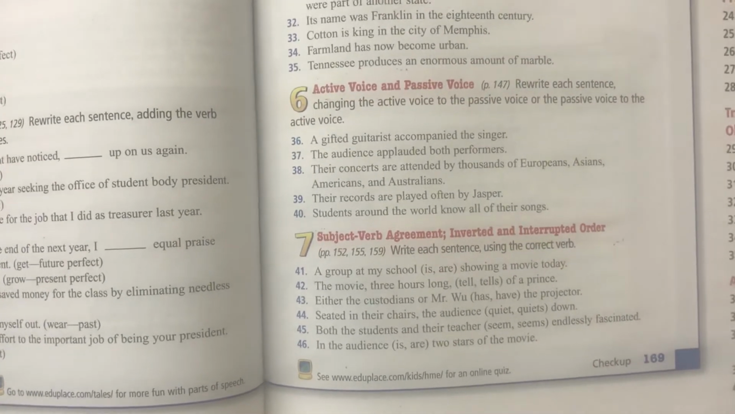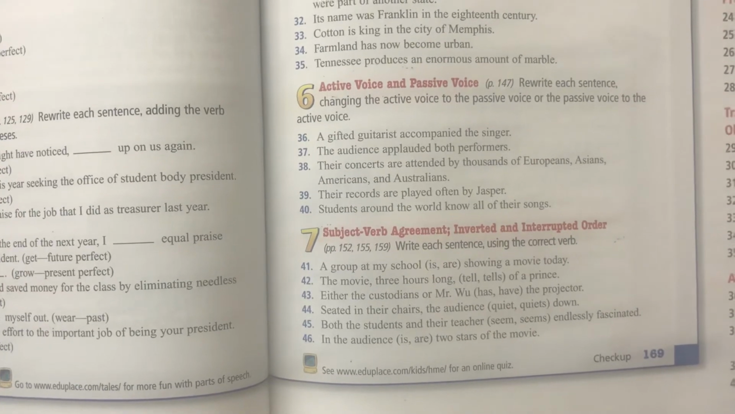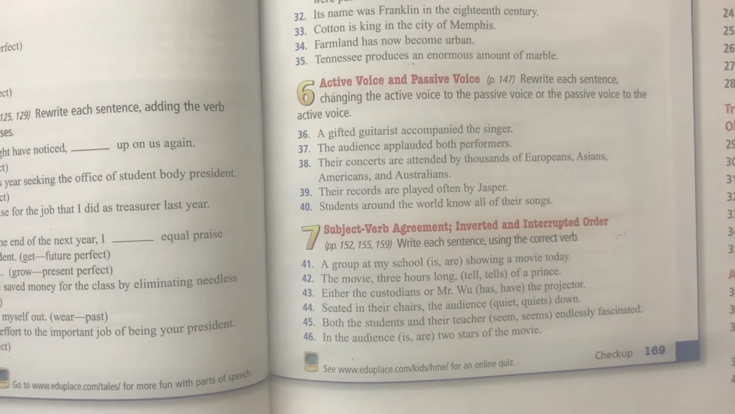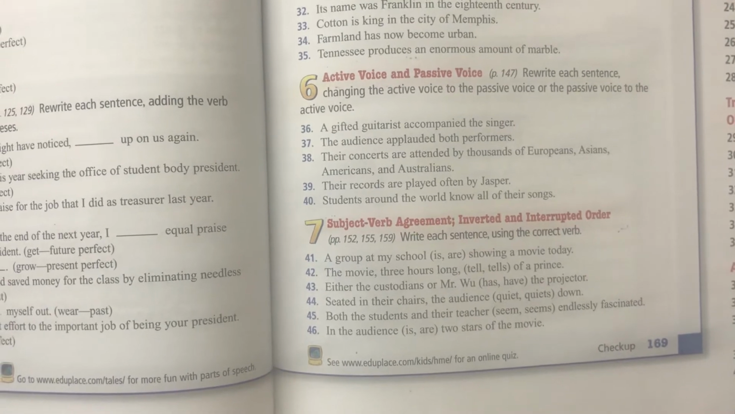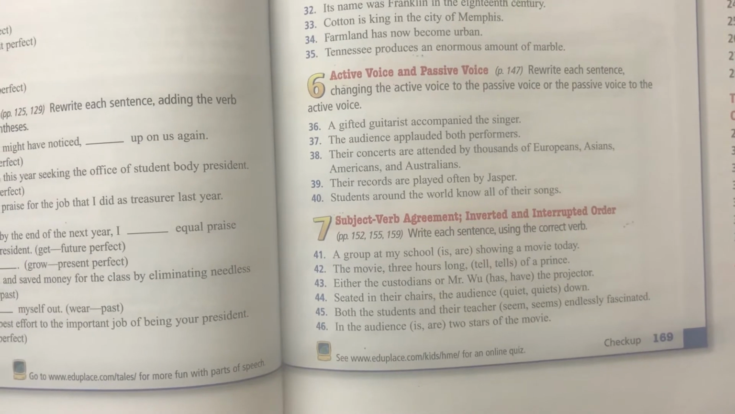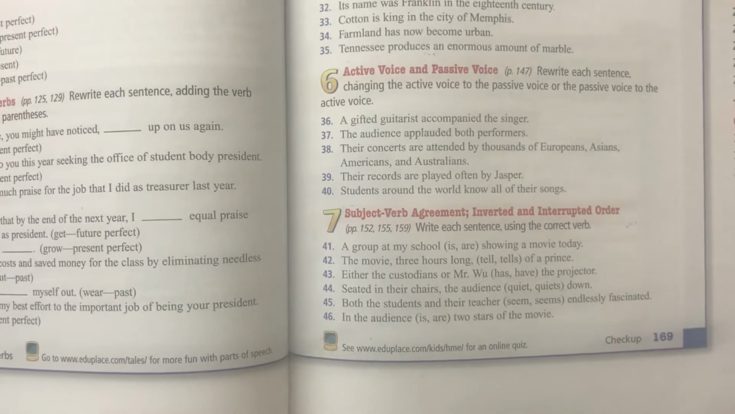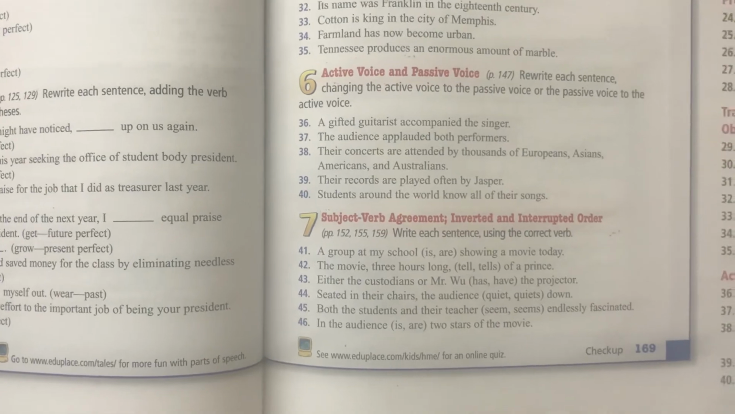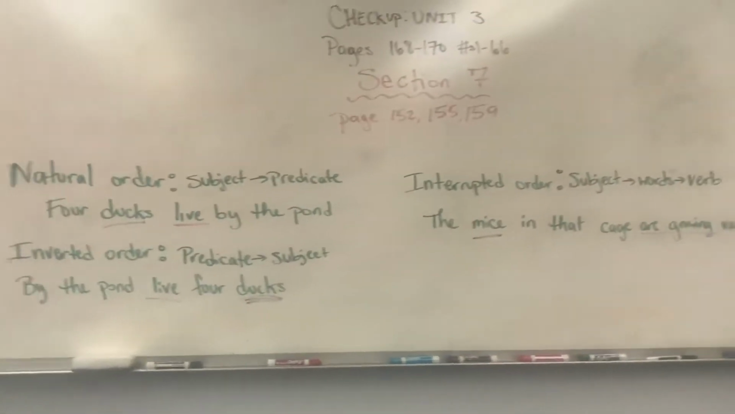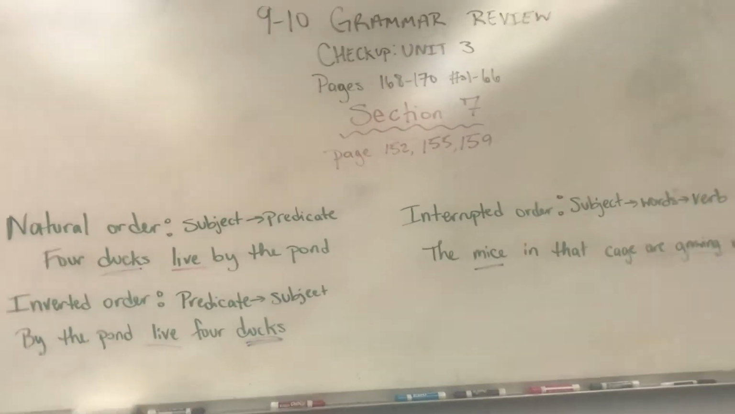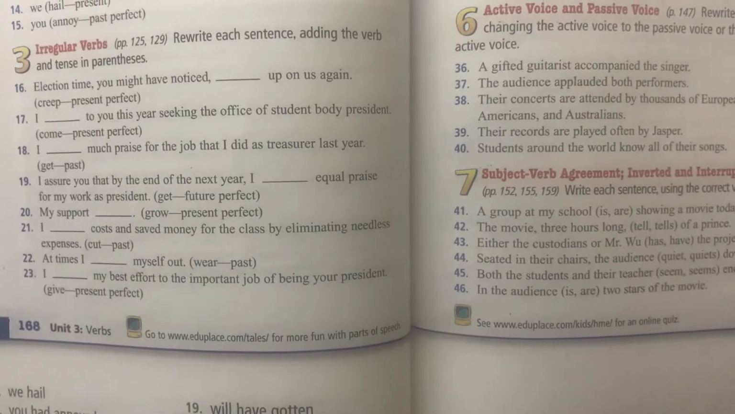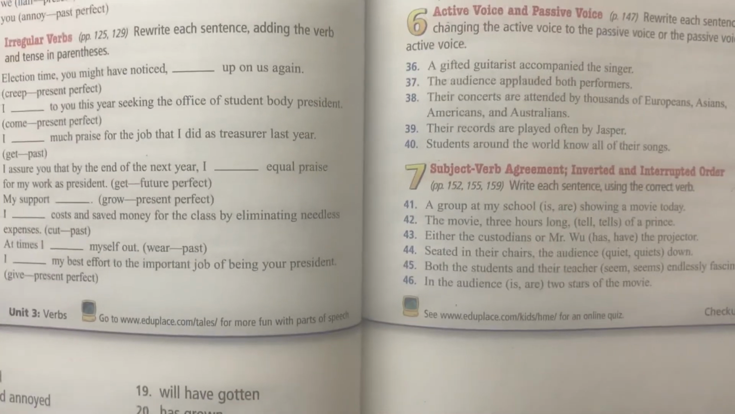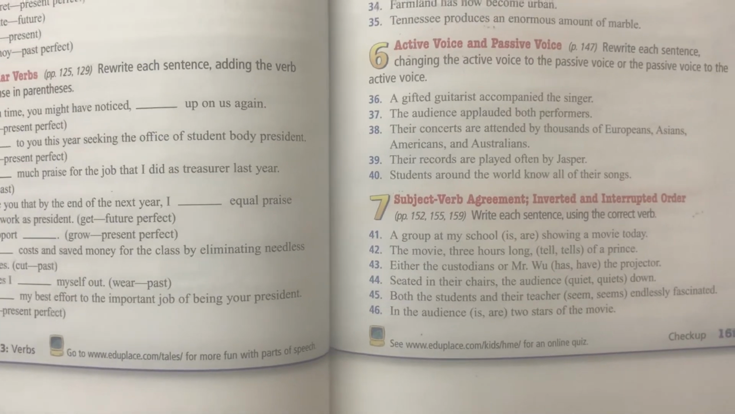And let's just skip down to 46. In the audience, blank 2 stars of the movie. So if you're looking for the subject of the sentence, this is where our knowledge of the order of sentences comes in handy, because it's not in the natural order, because it says in the audience blank 2 stars of the movie. So audience would not be the subject of the sentence.